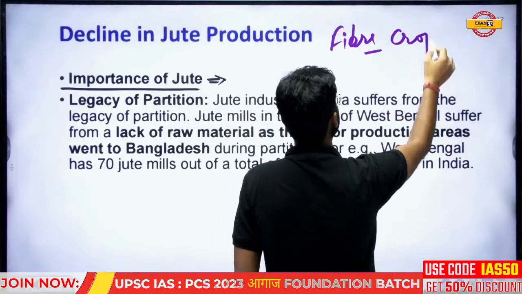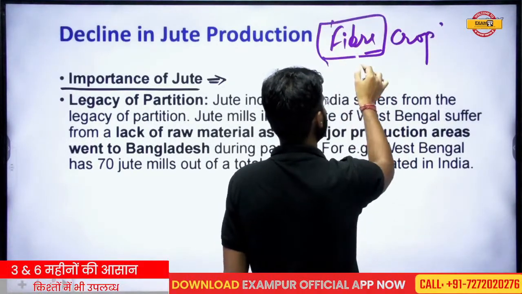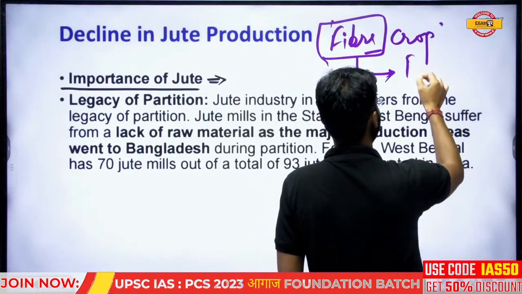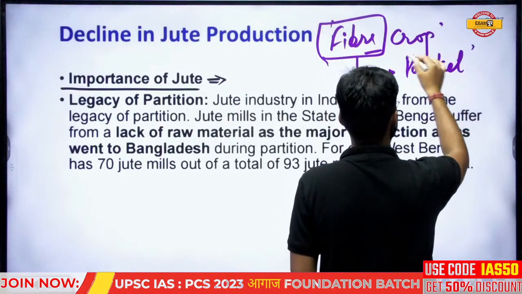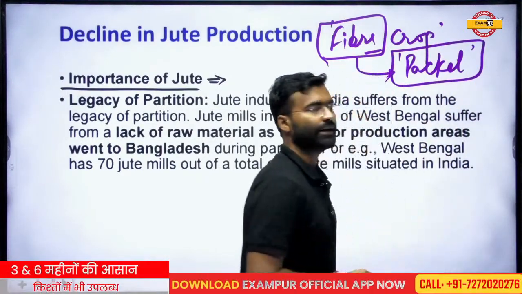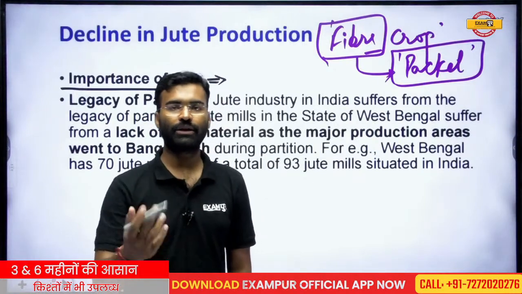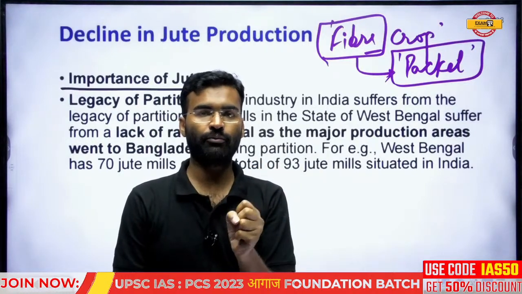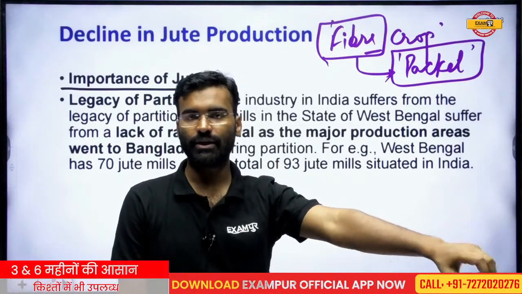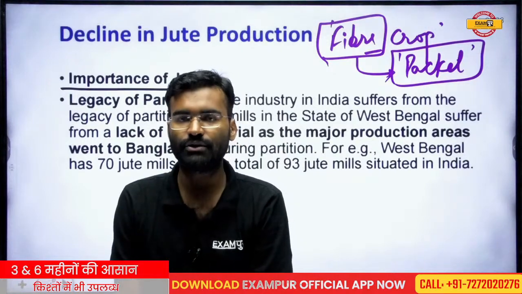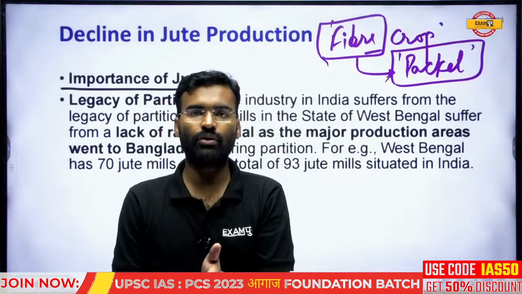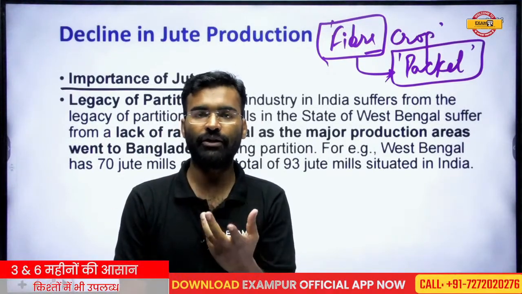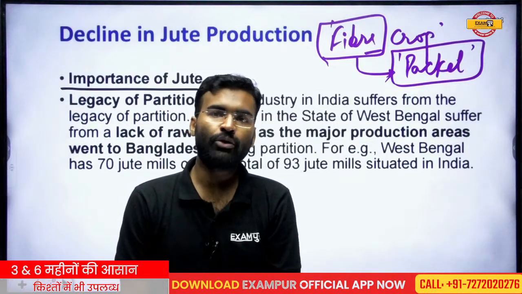This is a fiber crop, and these fibers are used in the formation of jute packets, in which you can carry any goods. If you go to the mandi, you will see that potatoes are put in jute packets. So jute packets are very useful. Jute has a very important role in different things, and it is eco-friendly. It is an organic compound, and if it is organic, it can be biodegradable.